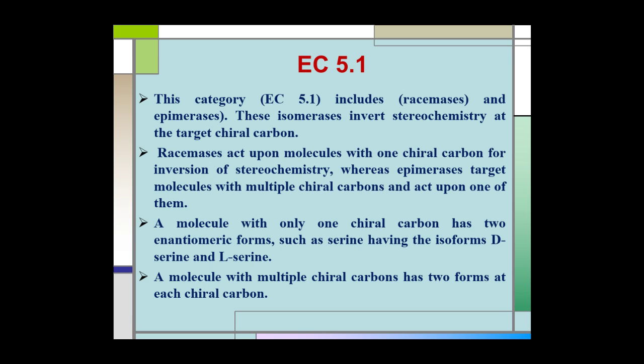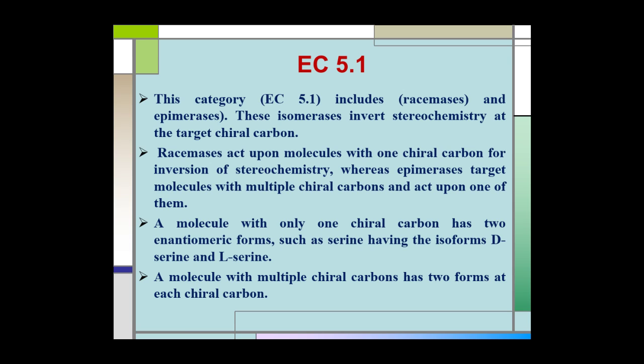Enzyme Commission 5.1. The category Enzyme Commission 5 number is provided to the isomerase enzymes, and this Enzyme Commission 5.1 includes racemases and epimerases. These isomerases invert stereochemistry at the target chiral carbon.